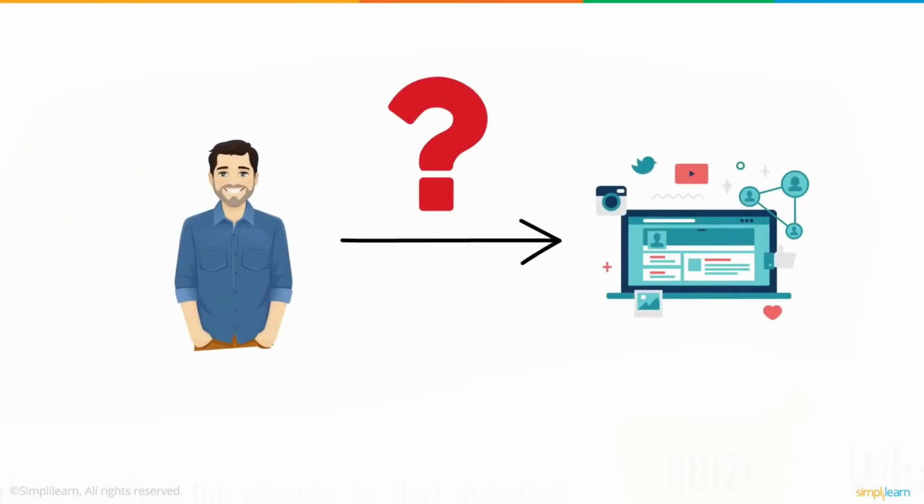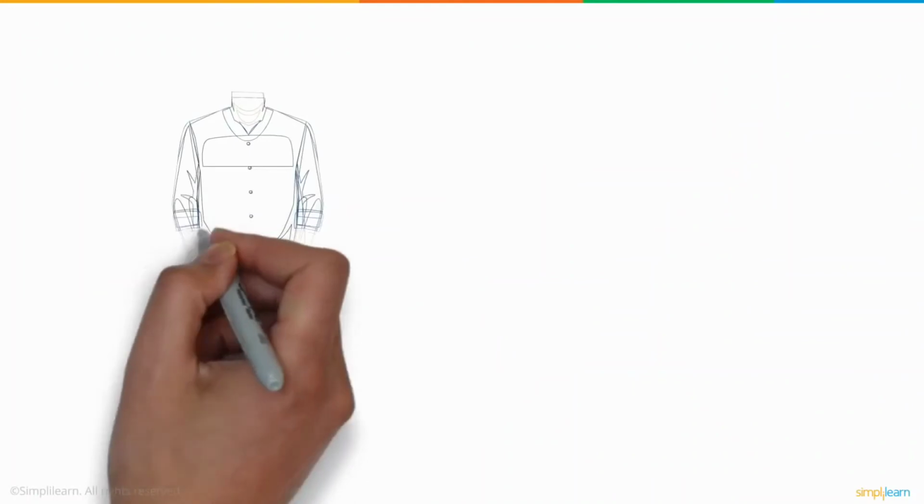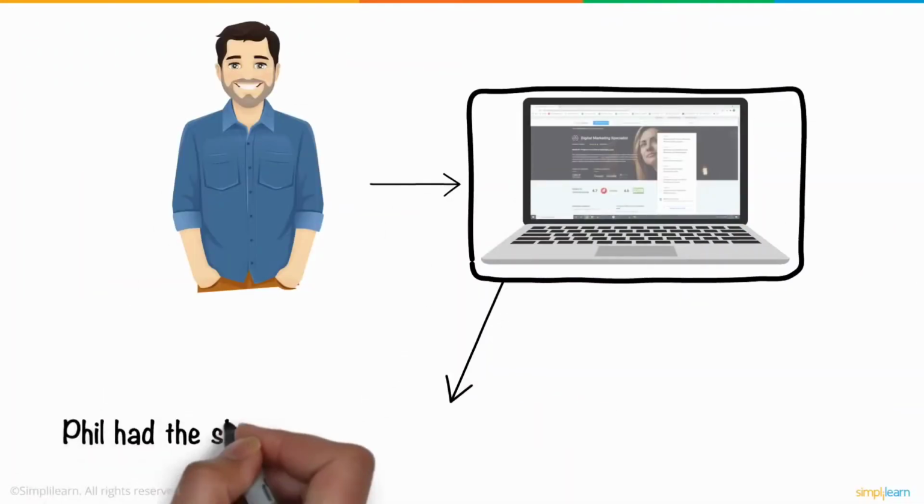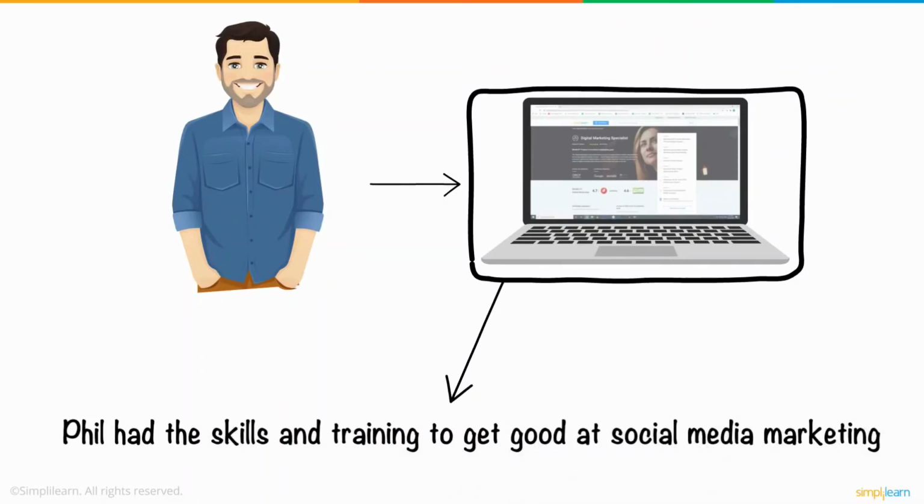Now back to our question. How did Phil get so good at social media marketing? Phil had taken up Simply Learn's digital marketing course. It was thanks to this course that Phil had the skills and training to get good at social media marketing. And now, you can too, by clicking on the top right corner.